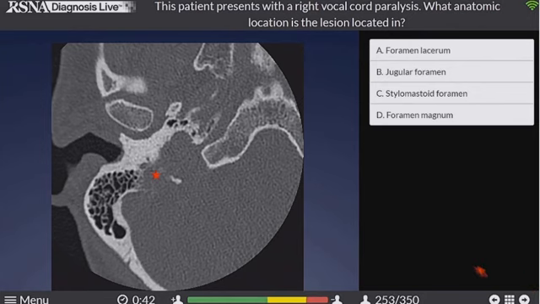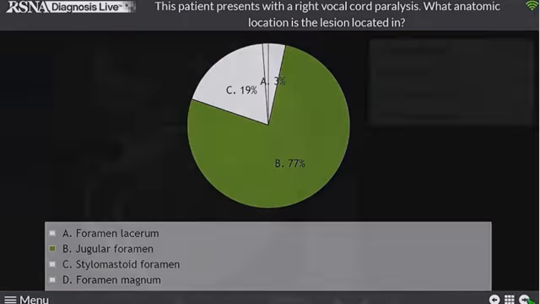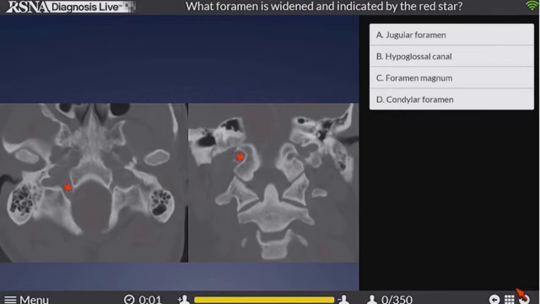Another moment or two. So when we think about this, we have that, again, that little coalescence of foramina along a synchondrosis, pointing us back to the jugular foramen. 77% of you got that correct. Very good. And our last case is in two segments.